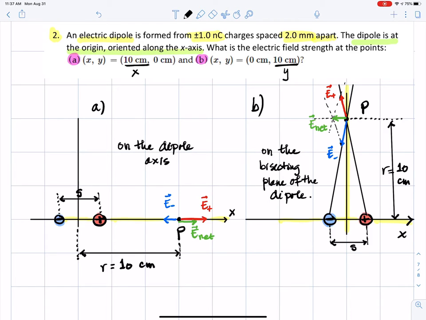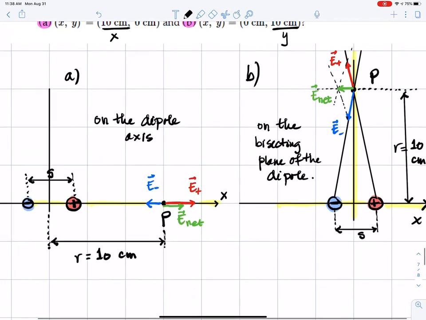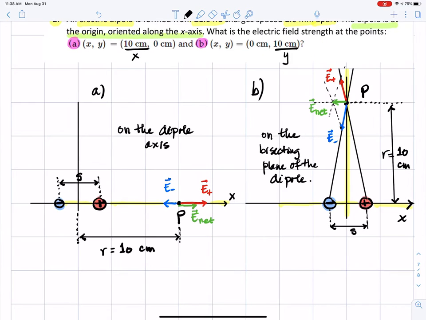In case A, they tell you it's on the x-axis, which means on the axis of the dipole. And part B is going to be on the bisecting plane of the dipole, at the same distance. With that being said, because it goes together with what we discussed in class, let's look at this for a moment.